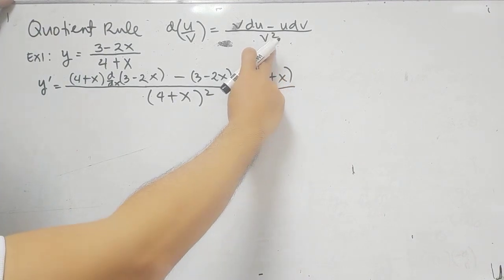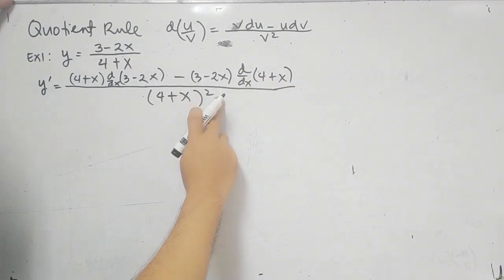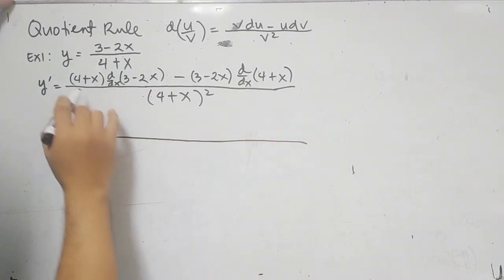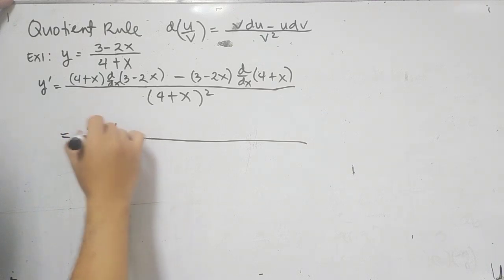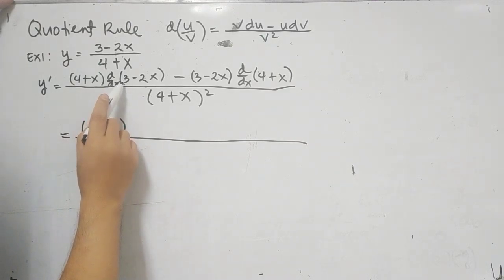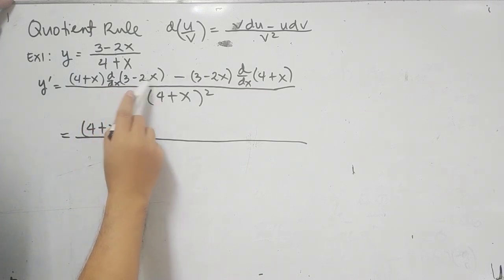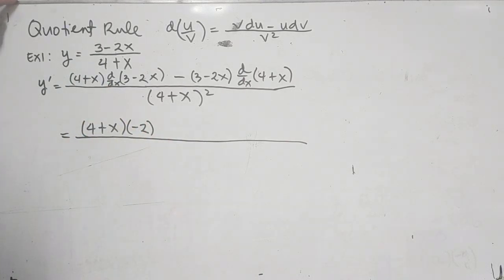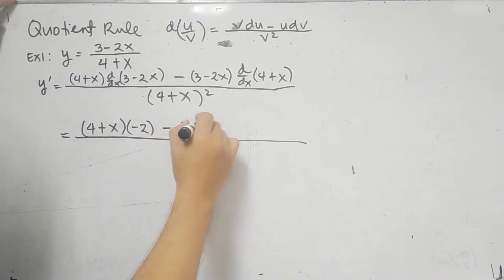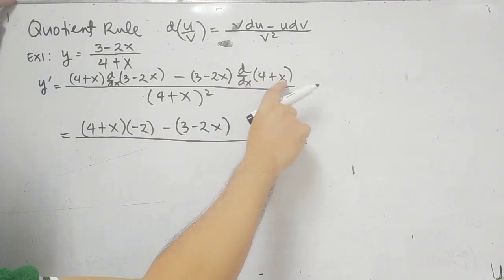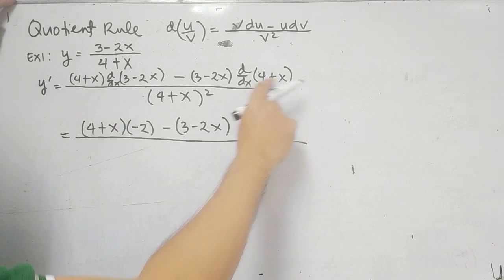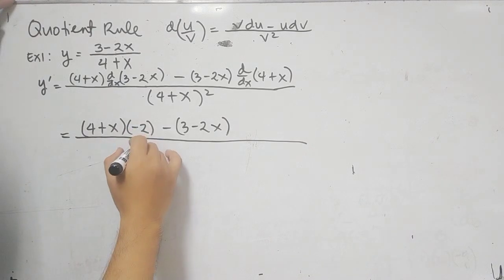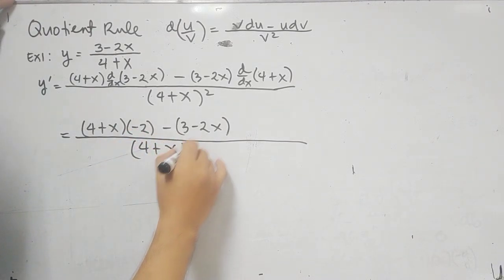We have here v squared, so 4 plus x raised to 2. So we have this line, 4 plus x, we will write 4 plus x, and then the derivative of 3 is 0, and then the derivative of 2x equals 2. This is negative, so we will write negative 2. I will no longer write 0. Minus 3 minus 2x times the derivative of 4, which is 0, and then the derivative of x with respect to x is equal to 1. So I will no longer write 1. Divided by 4 plus x raised to 2.